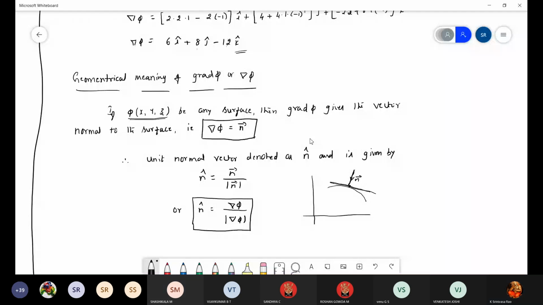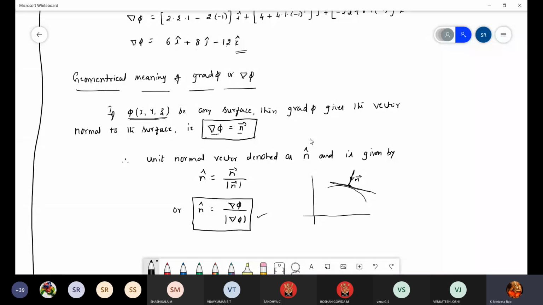Yes, so now this is the geometrical meaning. The problem they will ask means you just calculate the normal of the surface. The normal is nothing but n equals grad phi. This is the simple formula. They may also ask you to calculate the unit normal vector, which is nothing but this formula.